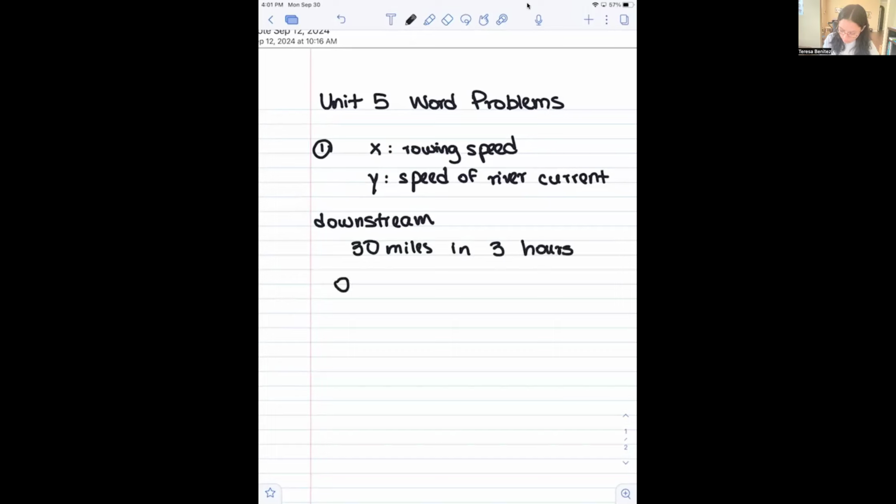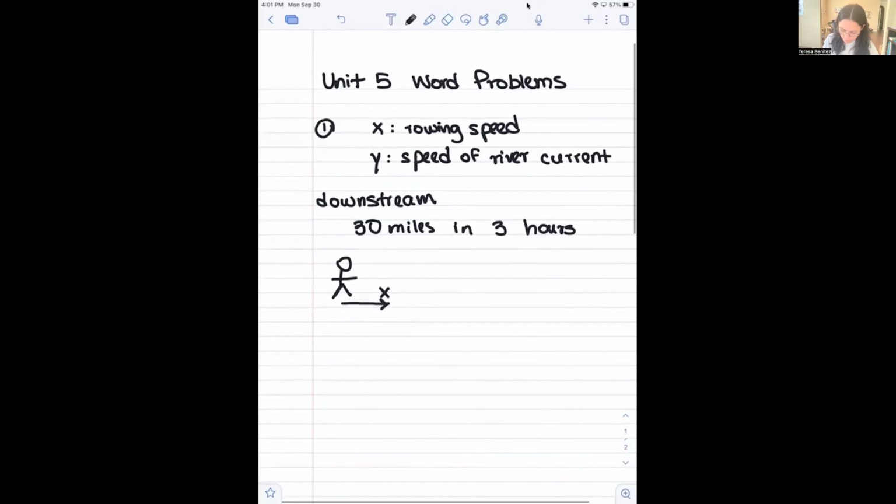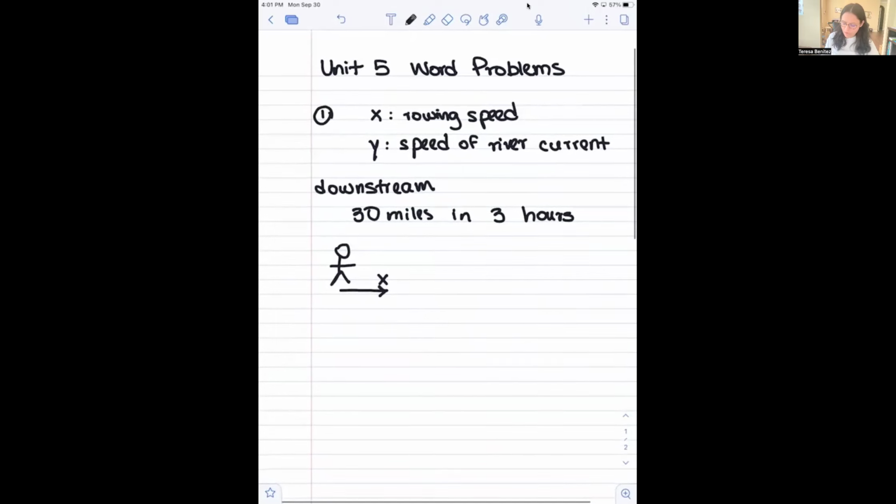So I'm going to draw him. Okay. And I'm going to say that this is his rowing speed, x. Hopefully this doesn't take more than 10 minutes, but we'll see. I'm trying to figure out if the current was helping him or hurting him. So I'm going to start writing down information about upstream and see what happens.